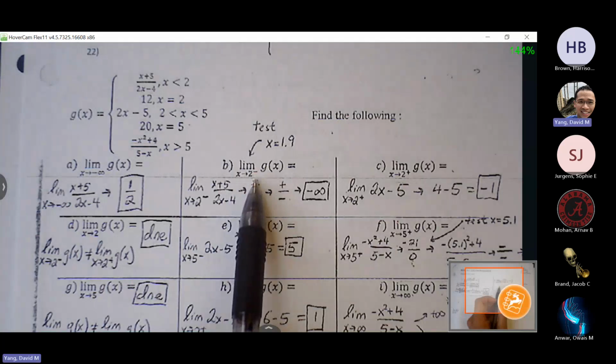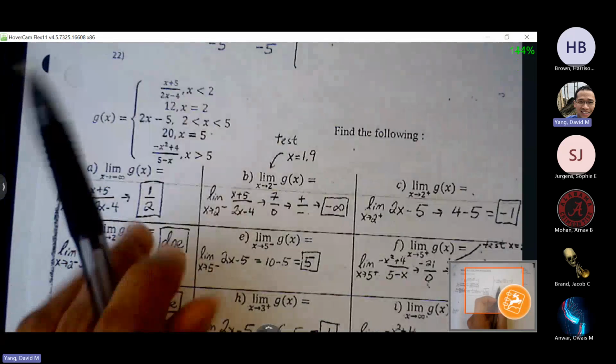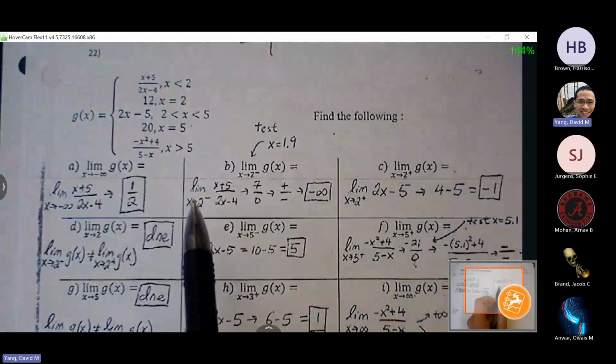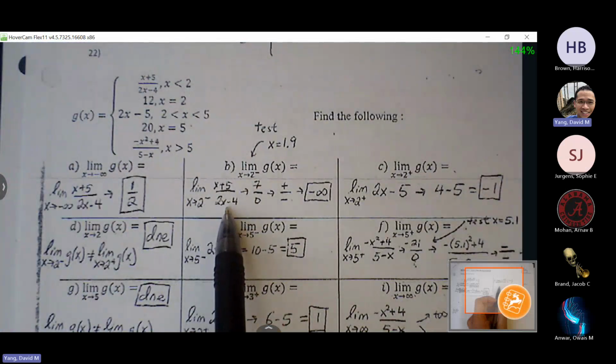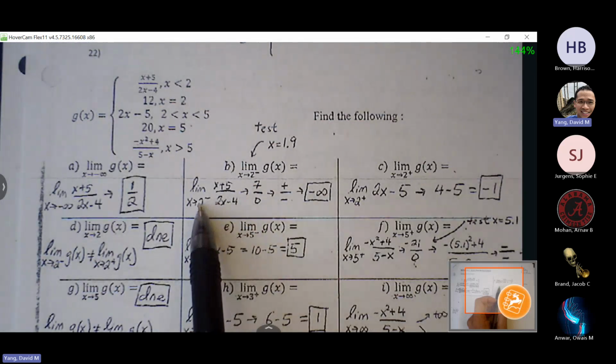Part B, we're approaching 2 from the left. 2 from the left, we know is living in that first piecewise there. So x plus 5 or 2x minus 4. We do direct substitution first. See what's going on. We see that there is a vertical asymptote. The limit does not exist, but then we go back and see, oh, it's only asking for the approach to the asymptote from the left side.